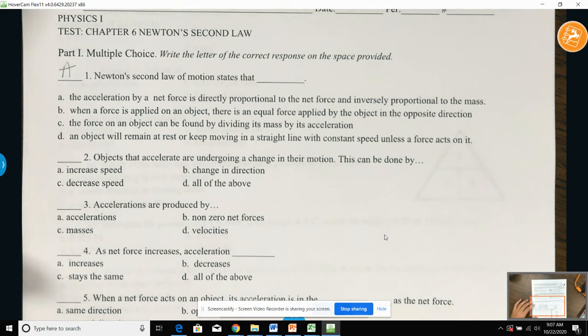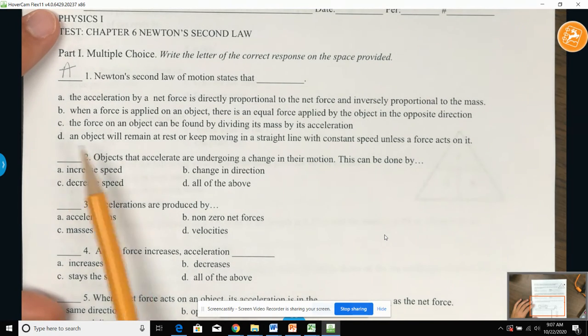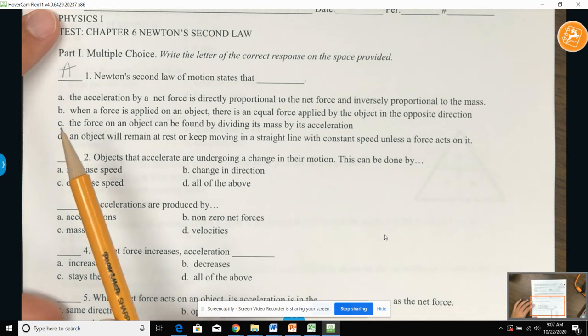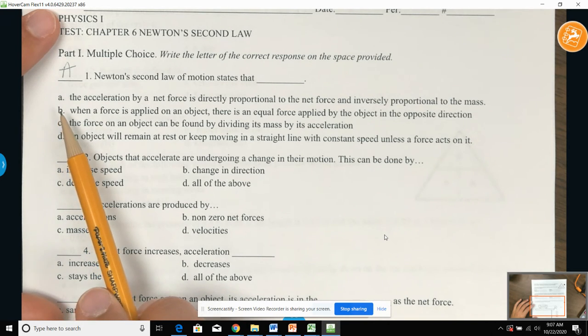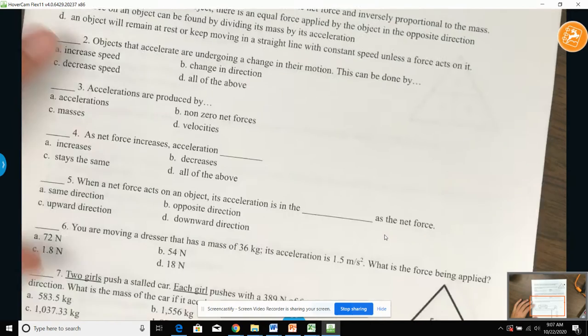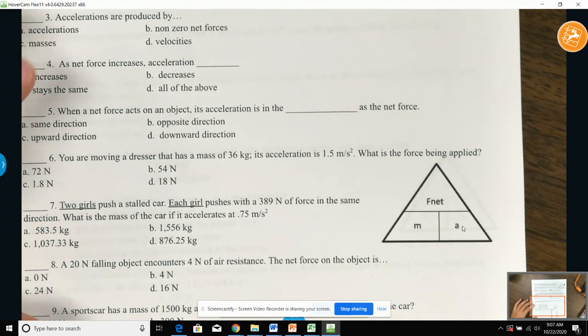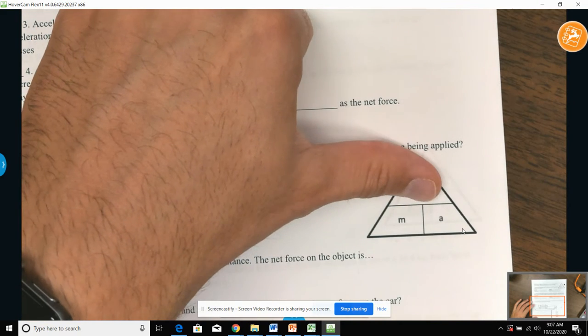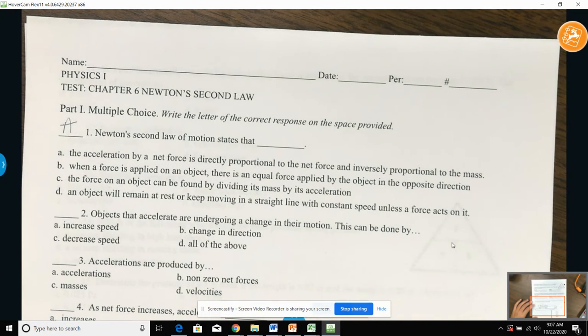All right, so first one is going to be letter A. Letter D is Newton's first law. Letter B is Newton's third law. Letter C, they said mass divided by acceleration to find force. If you cover up F, it's mass times acceleration to solve for force. So A is going to be our guy.